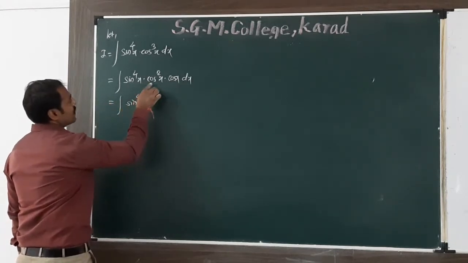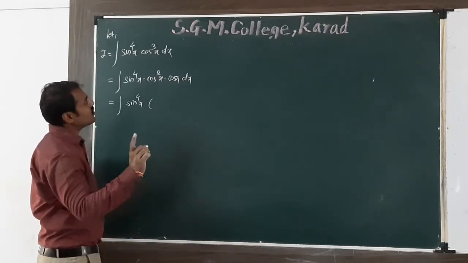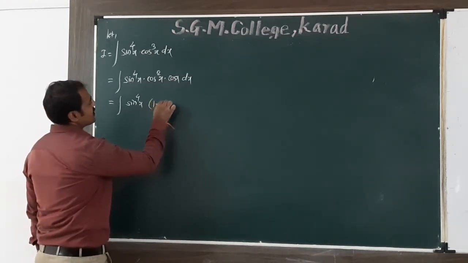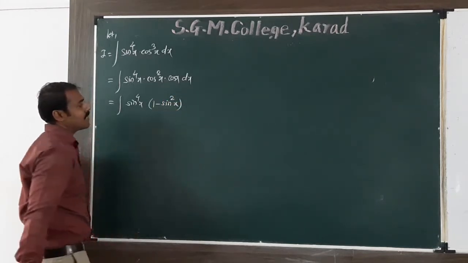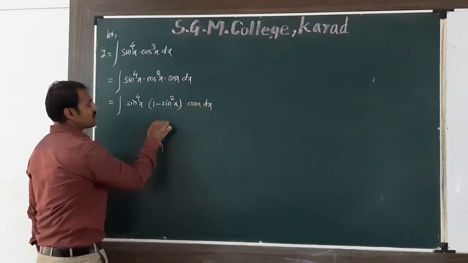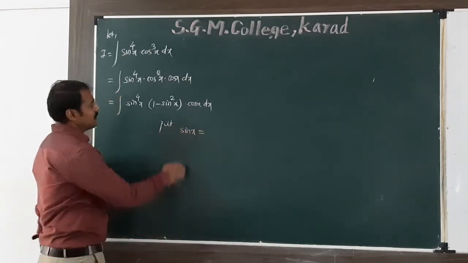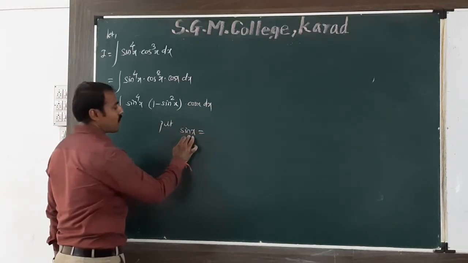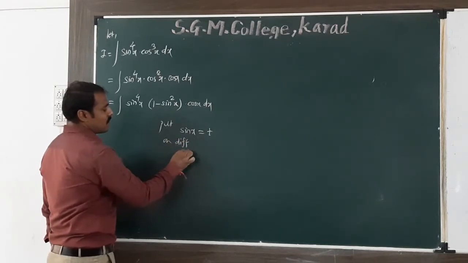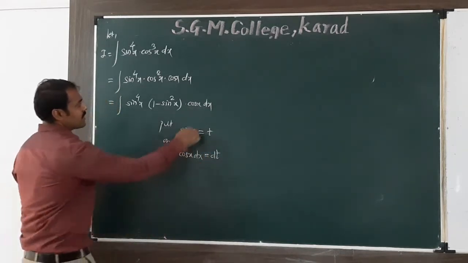Now converting that cos square x in terms of sin square x, so sin square theta plus cos square theta is equal to 1, so cos square theta is equal to 1 minus sin square theta, so cos square x can be written as 1 minus sin square x into cos x dx. Now substituting, put for which term, whose derivative is there? Okay, derivative of sin x is cos x, so put sin x is equal to t. On differentiating, cos x dx is equal to dt. And here is that term cos x dx.